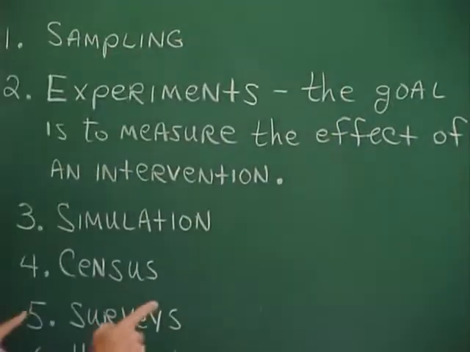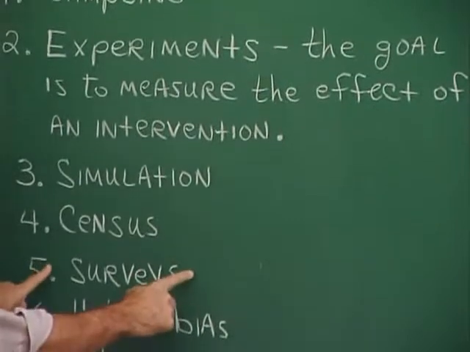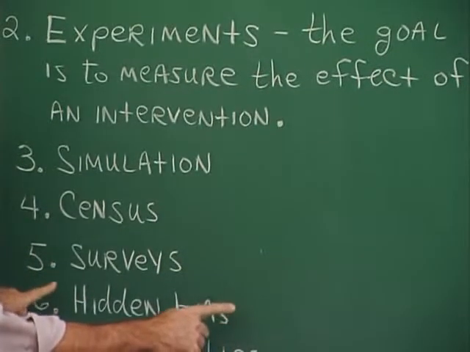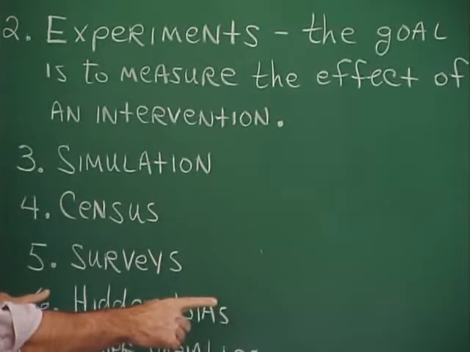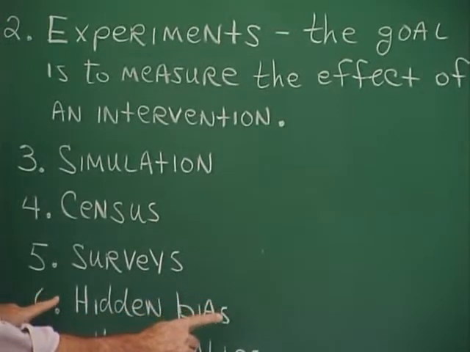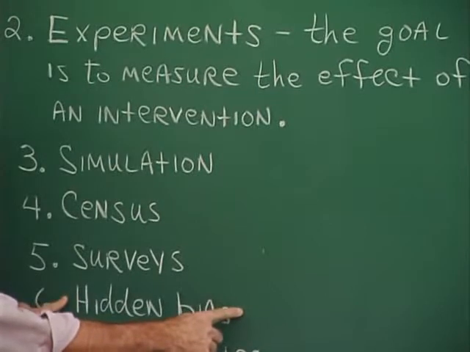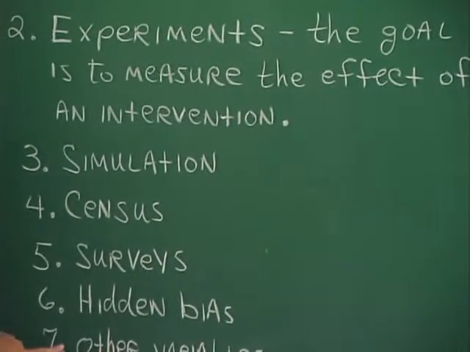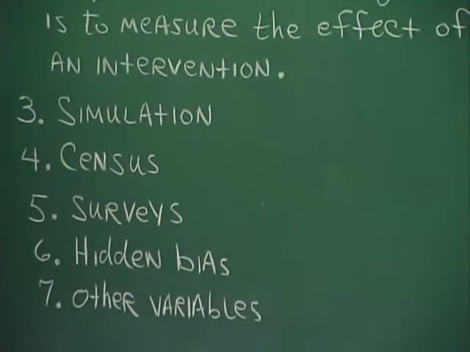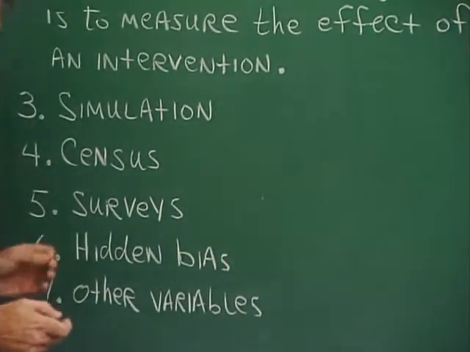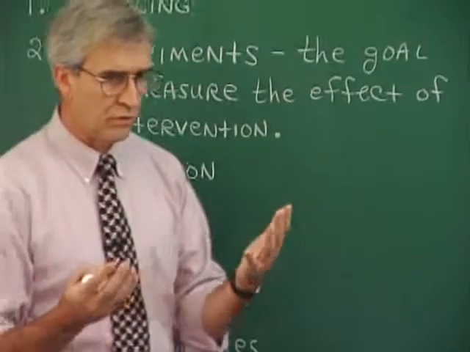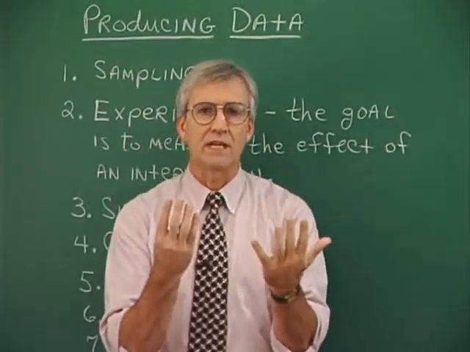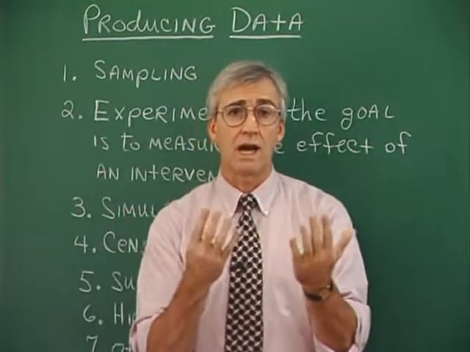Now, we talked about bias involved in the surveys, and the biases are sometimes hidden. It's just another topic to be considered when producing data. And the hidden biases can be very subtle, as we talked about just a little while ago. The matter of other variables comes into play when you're trying to figure out a cause and effect having to do with two ideas.